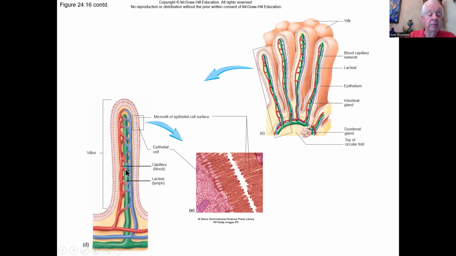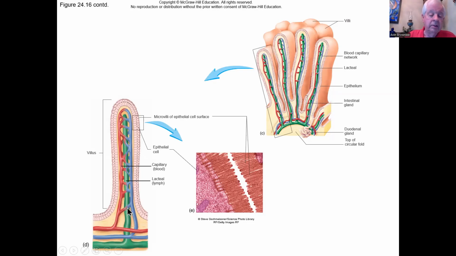So then the lymph capillary is continuous with slightly larger lymphatic vessels that will enter the lymphatic system, and the lymphatic system will eventually carry the lymph back up to the circulatory system, where it will dump the lymph from the small intestine into the left subclavian vein, and now the lipids are in the blood.